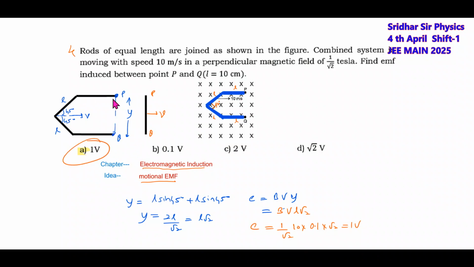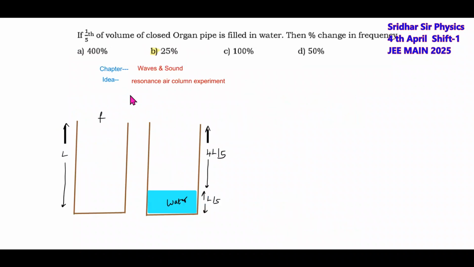You have to take the effective length, even if the rod is of any shape. Effective length will be only L or say Y. So the EMF induced in all these 3 rods will be BVY. We should bother only about the effective length. I'll move to the next question.